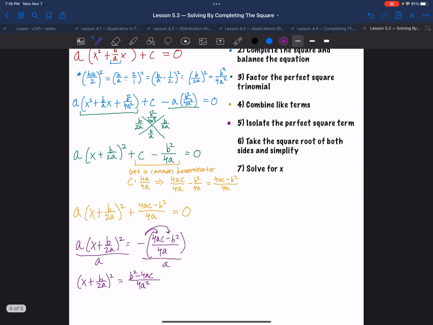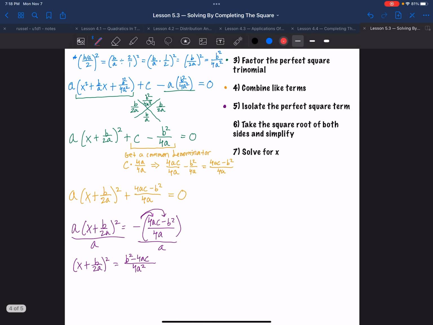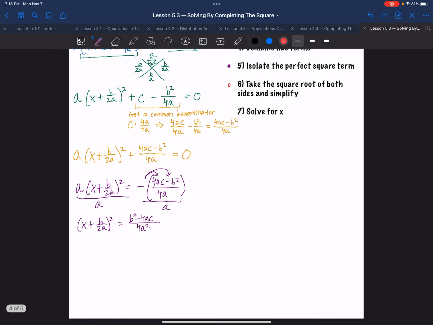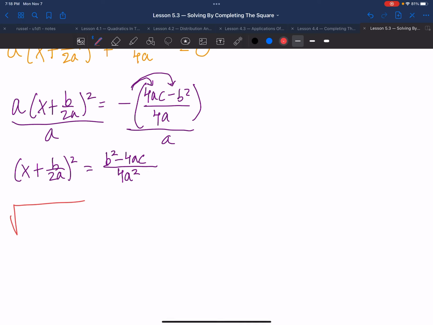Now I want to take the square root of both sides. So what's a good color here? Do we want to go back to red? How about this salmon color-ish? Let's do that. Is that salmon? I don't know. Let's take the square root of both sides and simplify. So if I say square root of X plus B over 2A squared equals... Now when I take a square root, I must account for the positive and negative solution. So I say plus or minus.